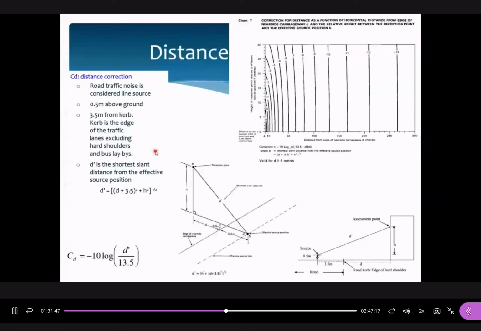For the source, according to the CRTN and the calculation of road traffic noise documents, they assume that the effective source is 0.5 meters above ground. But please pay attention, I could state the effective source in those tutorial questions and even in your final exam questions. So please pay attention.